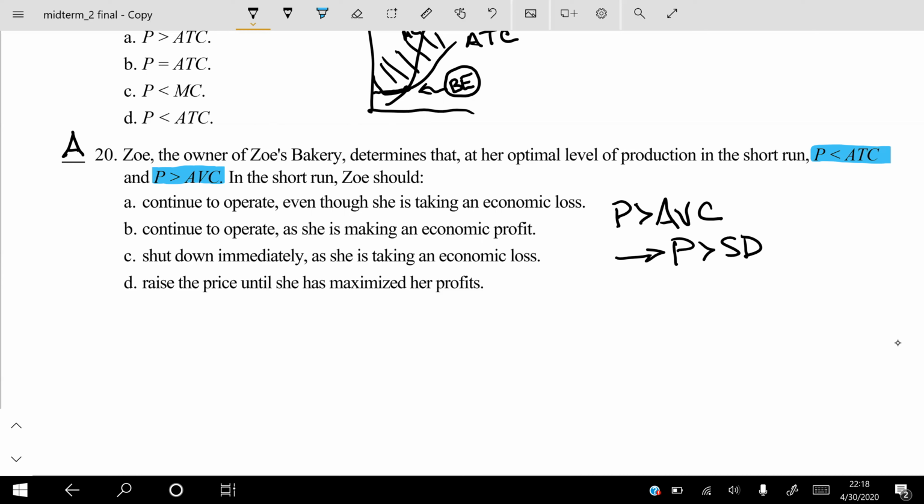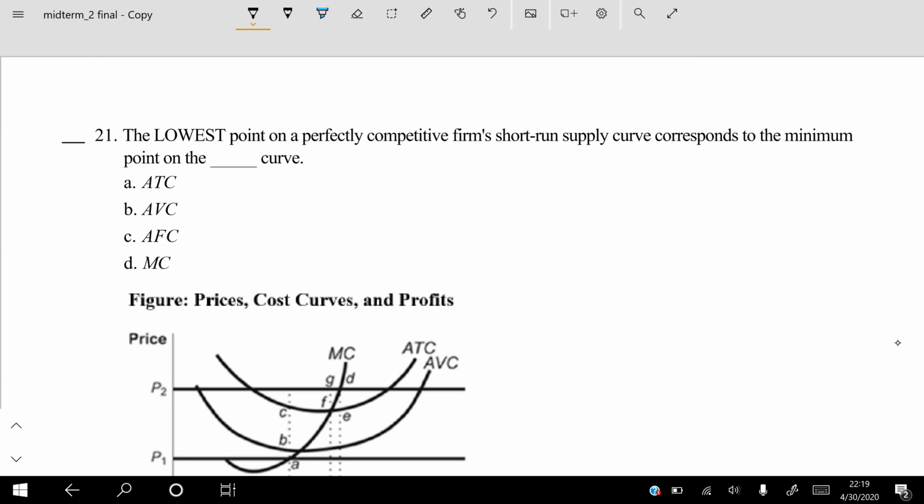The lowest point on a perfectly competitive firm's short-run supply curve corresponds to the minimum point on the ATC, AVC, AFC, or MC. And the answer is B. It's the AVC.